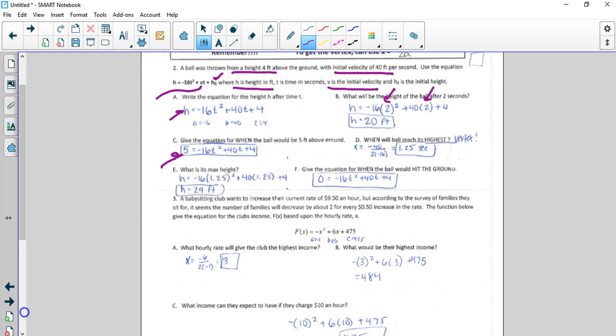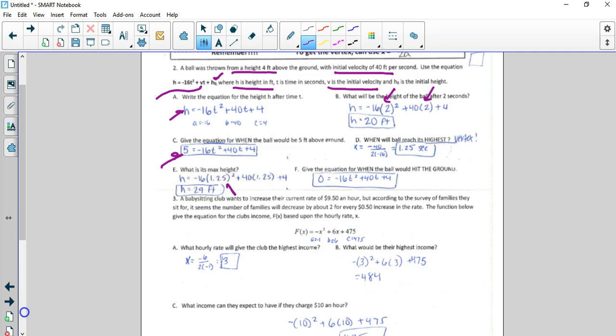Okay. When will it reach its highest point? That's the vertex. So you do the opposite of b, negative 40, over 2 times a, which is negative 16. 1.25 seconds. Again, a decimal is okay here. You can have a decimal for time. That's 1 1/4 seconds. What's the height at that point?